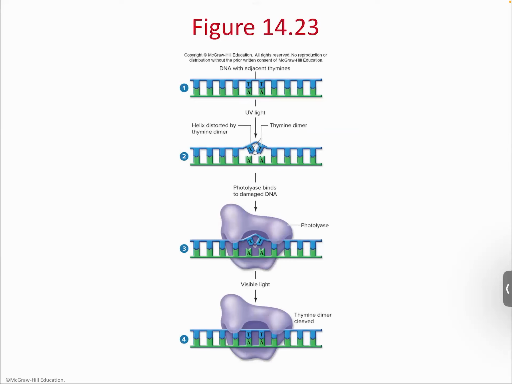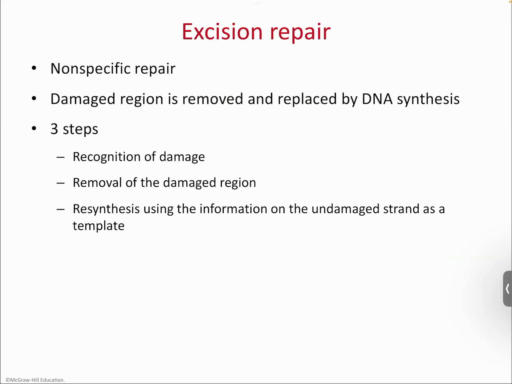So here's your DNA, here's your thymines next to each other. You hit it with UV light and it creates this covalent linkage. Then what happens is the photolyase, which will be activated with blue light, will recognize that anomaly. And then it'll cut that covalent bond and smooth it back out, right? So humans don't have photolyase. So how do we do with thymine dimers? We don't. We live with them.